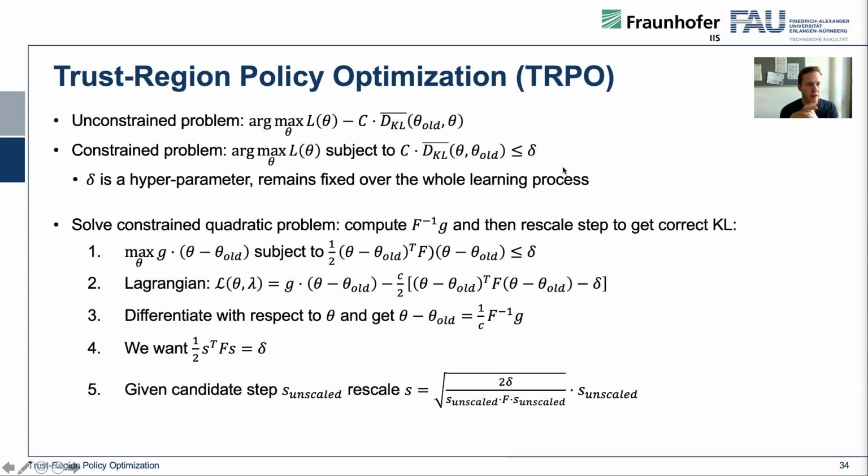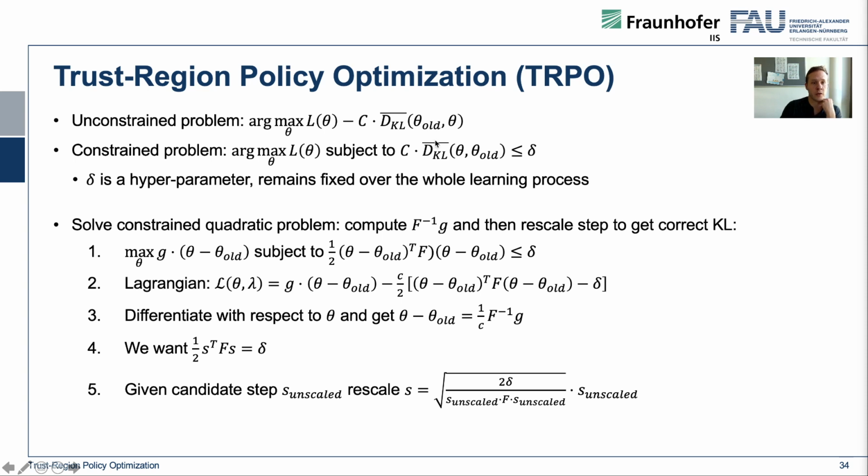Okay, before I present the pseudocode to you, just some high-level summary of TRPO. There are actually two ways to formulate your optimization problem. The first one is the unconstrained problem. You just find the parameters theta that maximize your objective function, which is the surrogate function minus the bounded KL divergence of your new policy to your old policy.